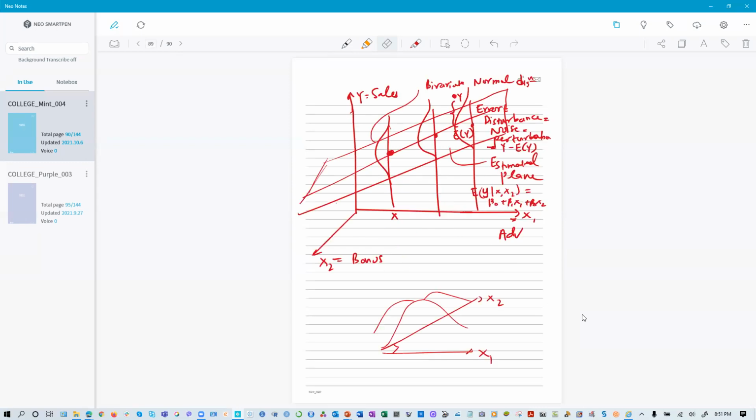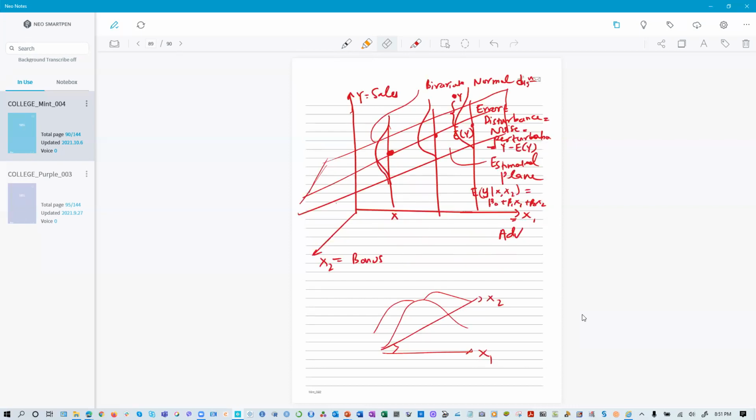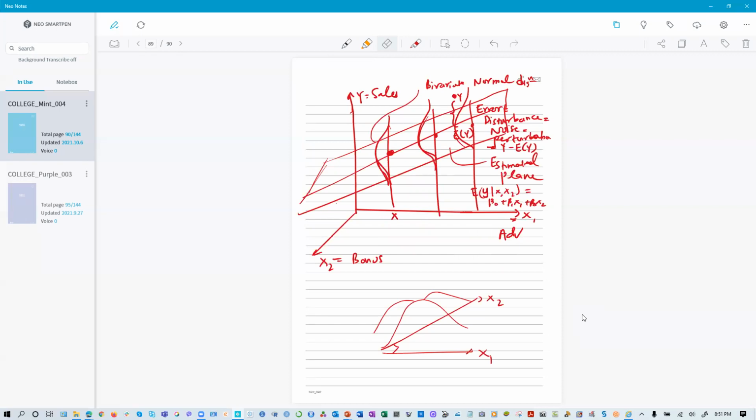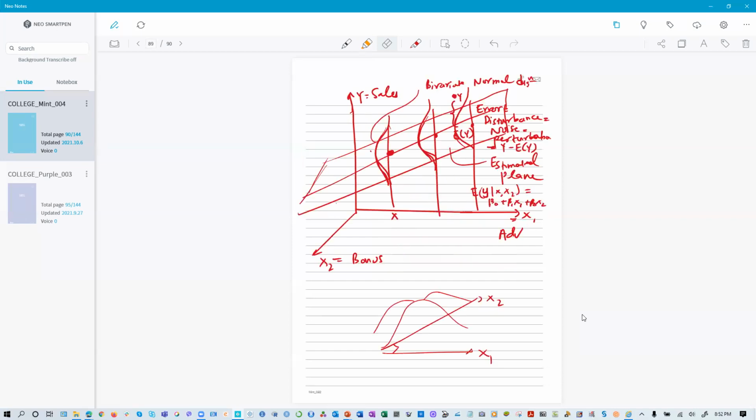Independent means this bivariate is independent of that bivariate normal distribution. In this case it is bivariate because we have advertising and bonus. Otherwise, if it's one, it's just the normal distribution. Normal means bell-shaped. Equal variance means the spread here, from here to here, and from here to here, the spread in each and every distribution is the same.